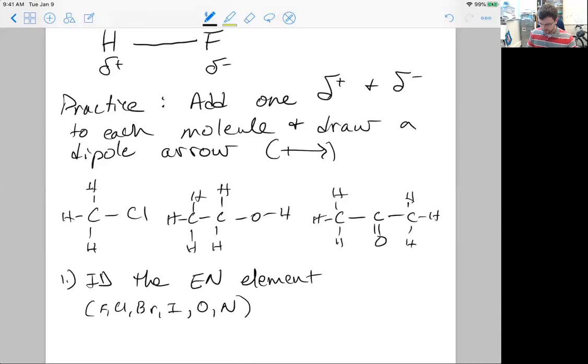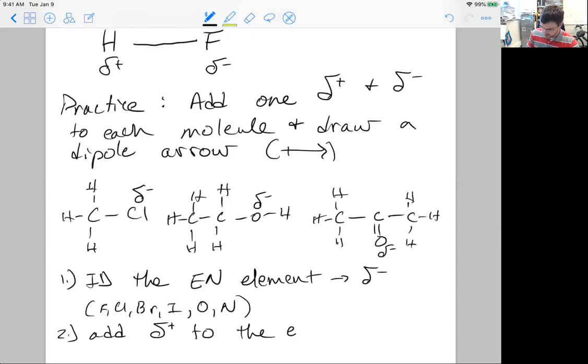Okay. So what we do is we identify the electronegative element, and it gets the delta minus. So in this case, we have chlorine, which is delta minus, oxygen, which is a delta minus, oxygen, which is a delta minus. Okay. Then we're going to add delta plus to the element it's bonded to.